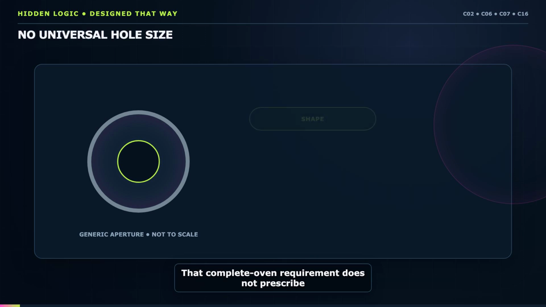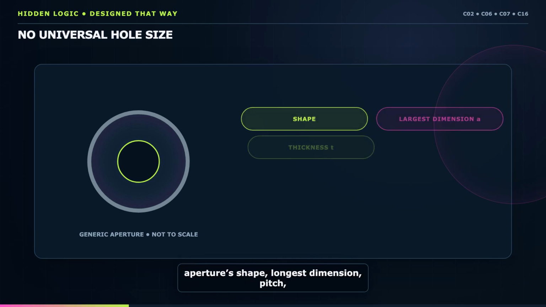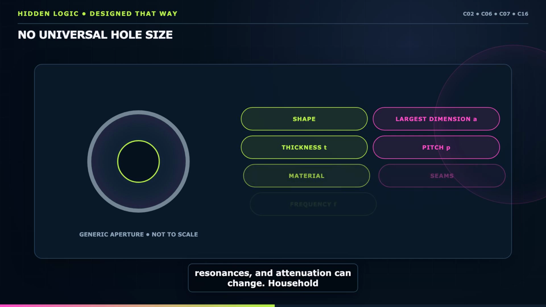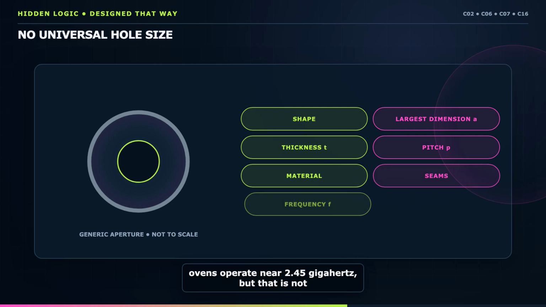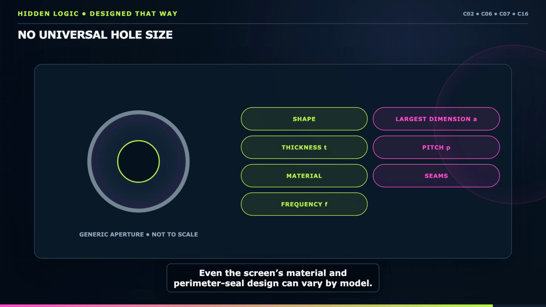That complete oven requirement does not prescribe one universal screen hole size. Change the aperture's shape, longest dimension, pitch, thickness, conductivity, seams, frequency, or resonances, and attenuation can change. Household ovens operate near 2.45 GHz, but that is not one exact frequency for every microwave system. Even the screen's material and perimeter seal design can vary by model.